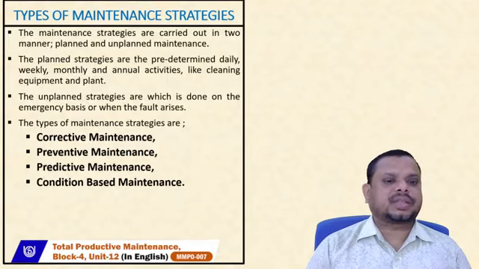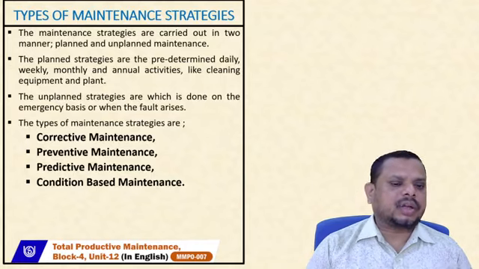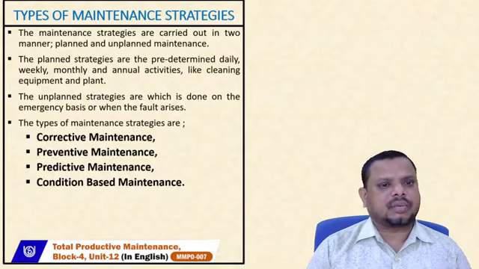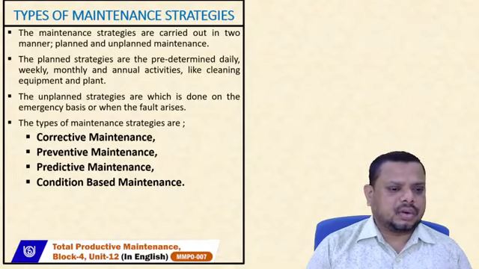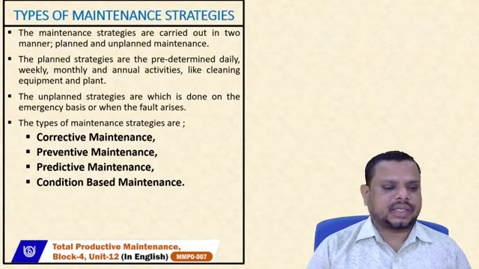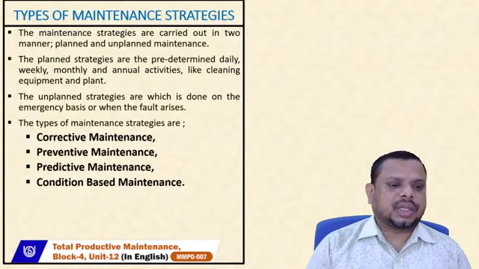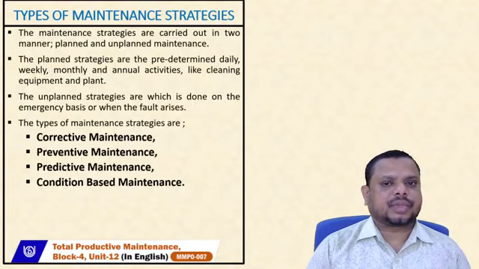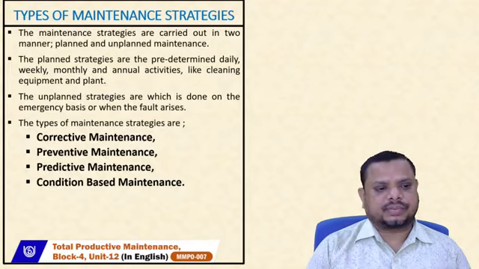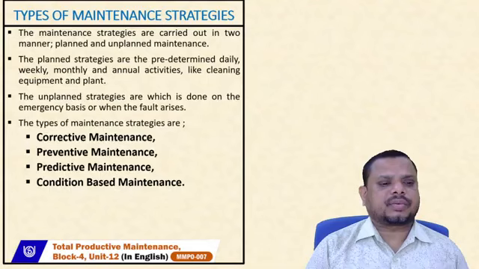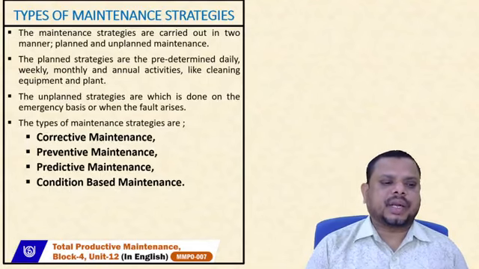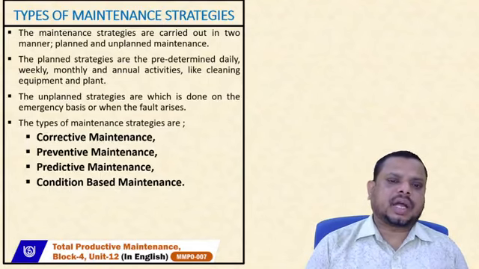But unplanned strategies are done on an emergency basis, such as a breakdown, when a fault arises. Going to the fundamental concept of maintenance strategies, we have four types of maintenance strategy. The first is corrective maintenance, the second is preventive maintenance, the third is predictive maintenance, and the last is condition-based maintenance. We'll discuss them one by one.